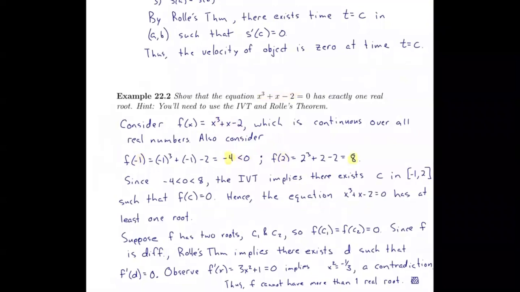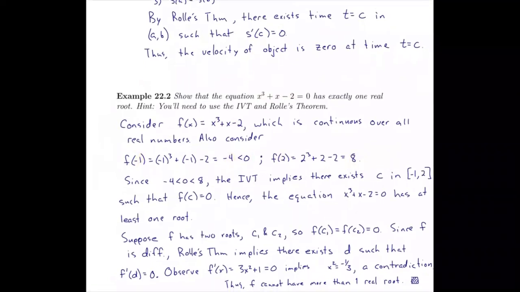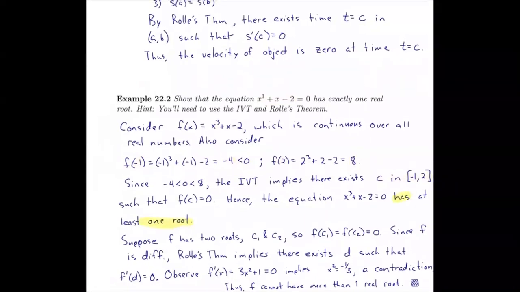So I know it passes through 0. So I know that my root is between -1 and 2. Somewhere between these two x values is a number that when I plug it into f gives me 0. That's old news, that's chapter 2, I believe, with the intermediate value theorem. And that's what we're summarizing right here. There exists a c in (-1, 2) such that f of c is equal to 0. In other words, there's a root. So it has at least one root. We've proved that part of the problem.